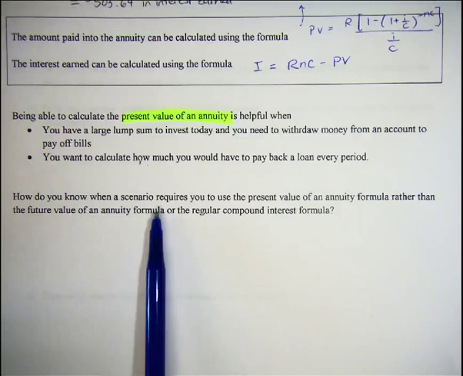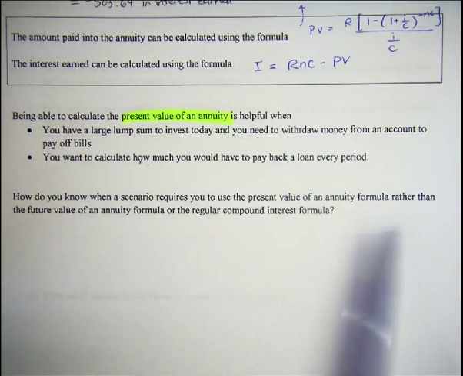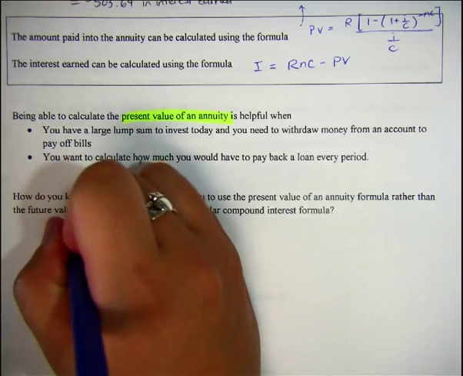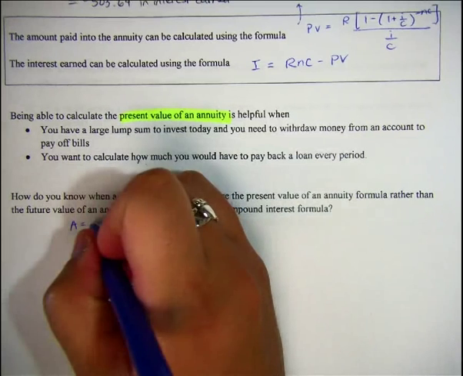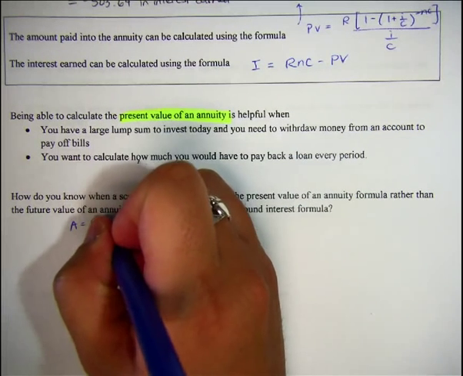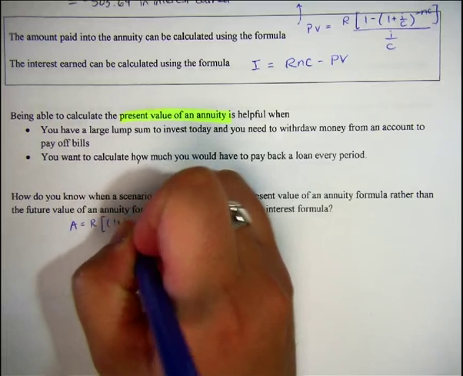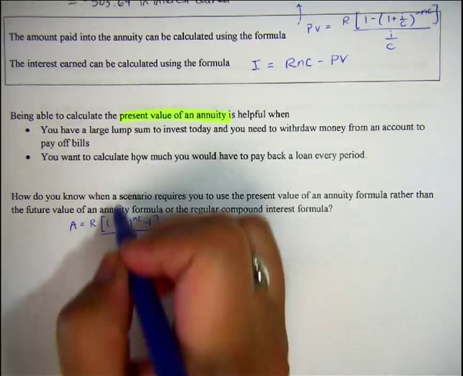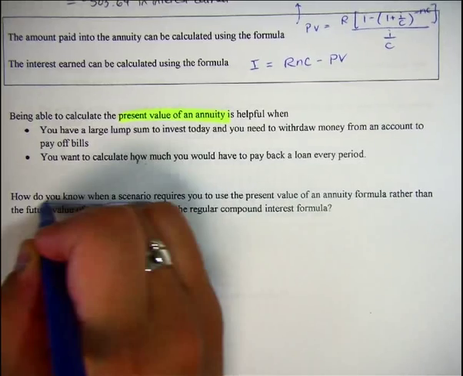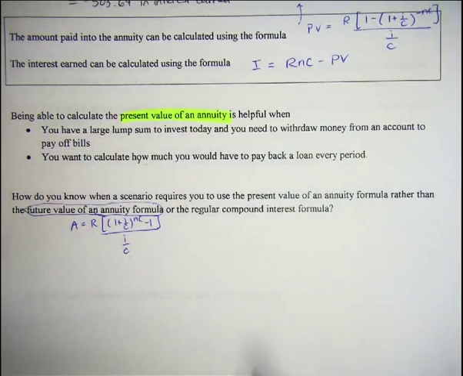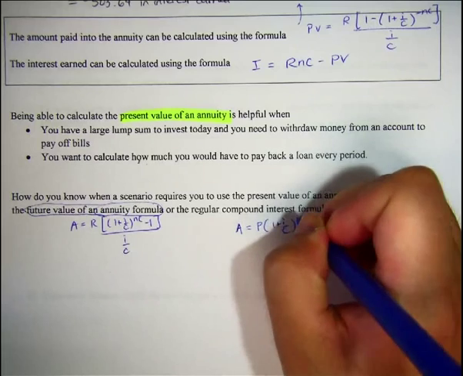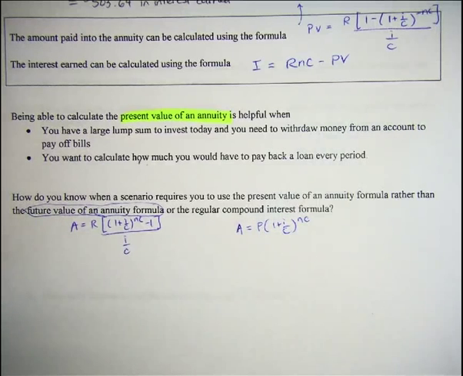So how do you know when a scenario requires you to use the PV formula rather than the future value formula that we went over yesterday? If you remember, well, let's see if I remember. R bracket 1 plus I over C to the NC minus 1, over I over C. So that's the future value of an annuity formula, or the regular compound interest formula. So how do you know? How can you distinguish between all these different types?